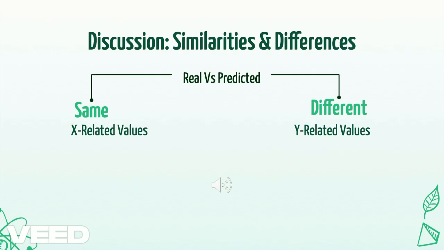There were also similarities and differences for the real versus predicted graphs. All graphs have similar x-related values. Though they may have differed slightly, it was not by much. However, the calculated or predicted y values differed greatly from that which was observed. Unlike the observed values, the calculated y values eventually became negative.